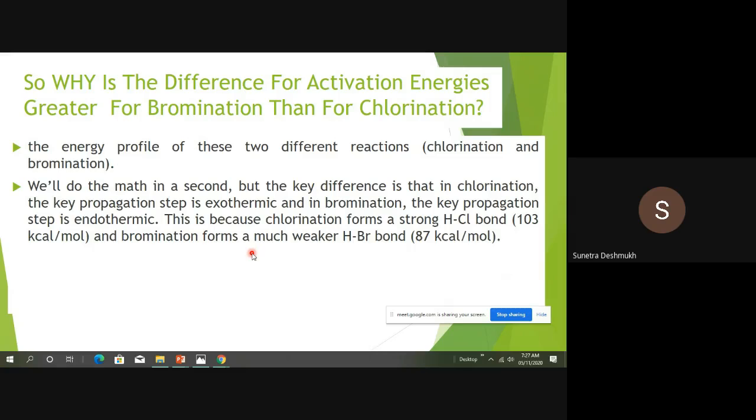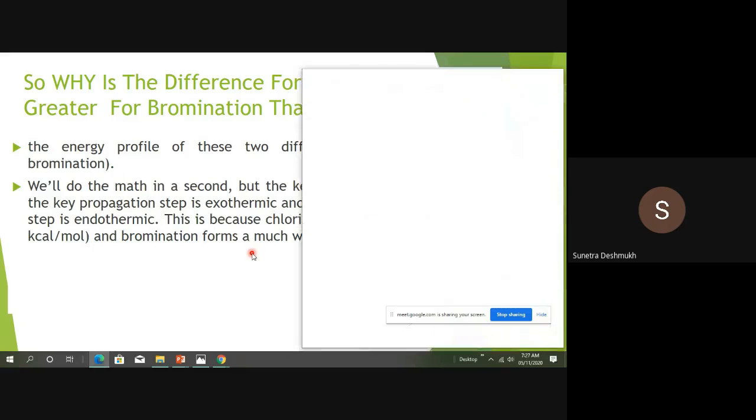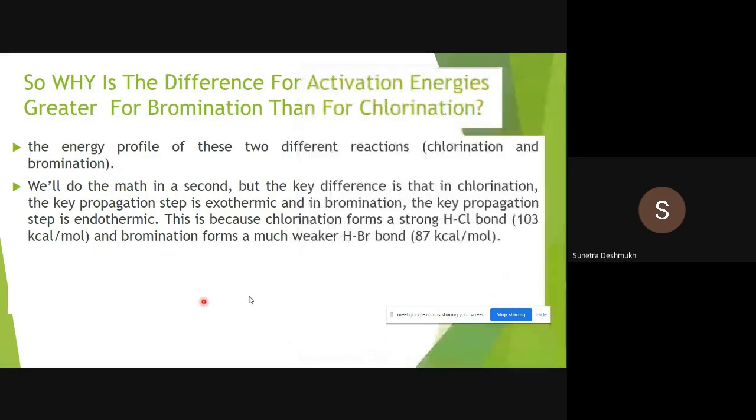This is because chlorination forms a strong HCl bond. After generation of the free radical, secondary free radical as well as primary free radical, whatever HCl bond is generated is stronger, having 103 kilocalorie per mole. And after formation of the secondary radical in the bromination reaction, the formation of the HBr bond is much weaker. The energy is 87 kilocalorie per mole. So this is the second factor we can consider for why selective bromination occurs, not selective chlorination.